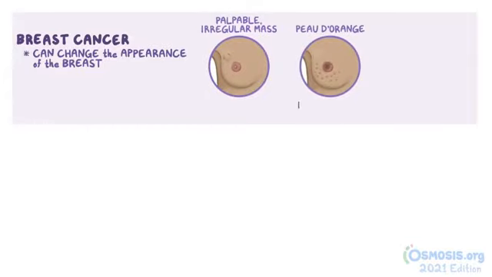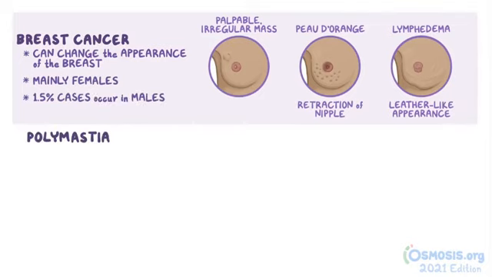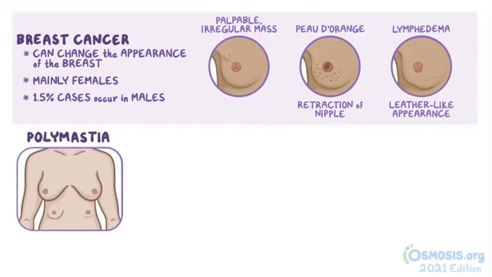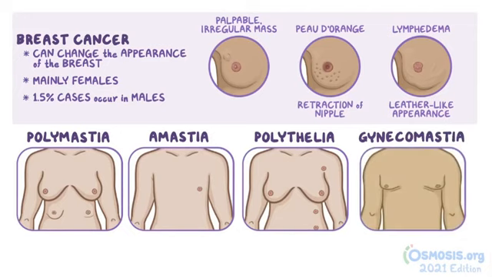Okay, as a quick recap, breast cancer can change the appearance of the breast. Signs include a palpable irregular mass, peau d'orange, retraction of the nipple, lymphedema, and a leather-like appearance. It mainly affects females, though up to 1.5% of cases occur in males. Polymastia is a condition where an individual has an additional, smaller than usual breast consisting of only a rudimentary nipple and areola. Amastia is when there is no breast development, and polythelia is an accessory nipple. Finally, gynecomastia is when breast tissue becomes visibly enlarged in males, and it can happen because of drugs like spironolactone or conditions such as liver cirrhosis or testicular cancer.